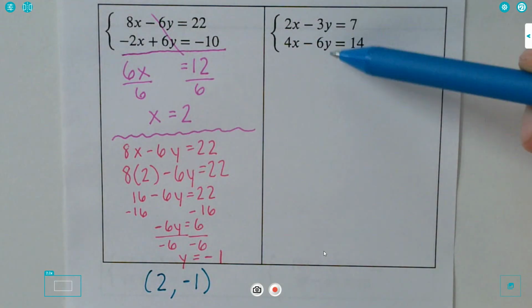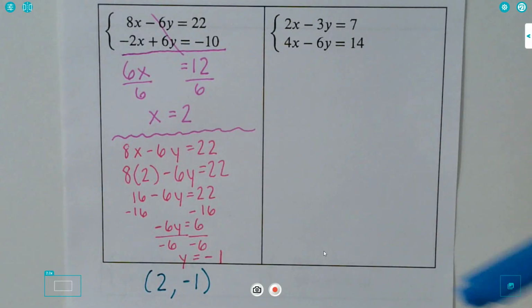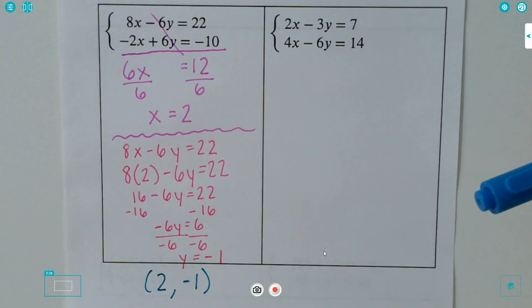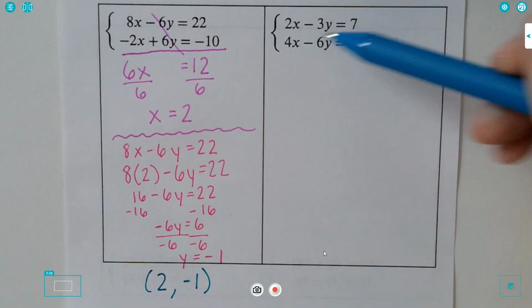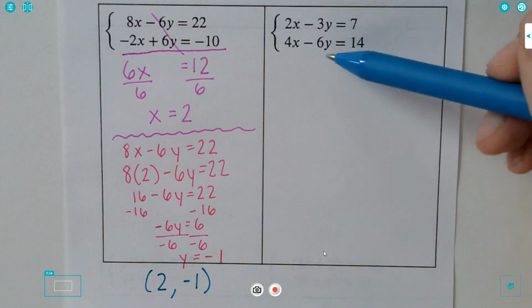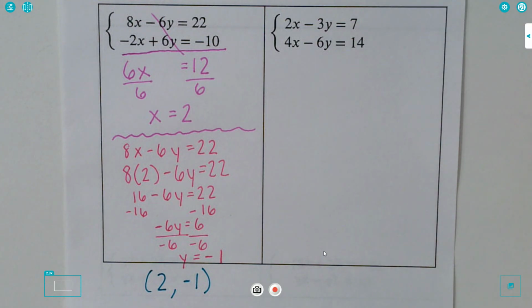I've got negative 3y and negative 6y. Are any of those things ready to cancel? No. So I can make them ready to cancel. Do I want to make my x's cancel? So do I want to make 2 cancel with 4? Or do I want to make negative 3 cancel with negative 6? They're equally easy. Pick one.